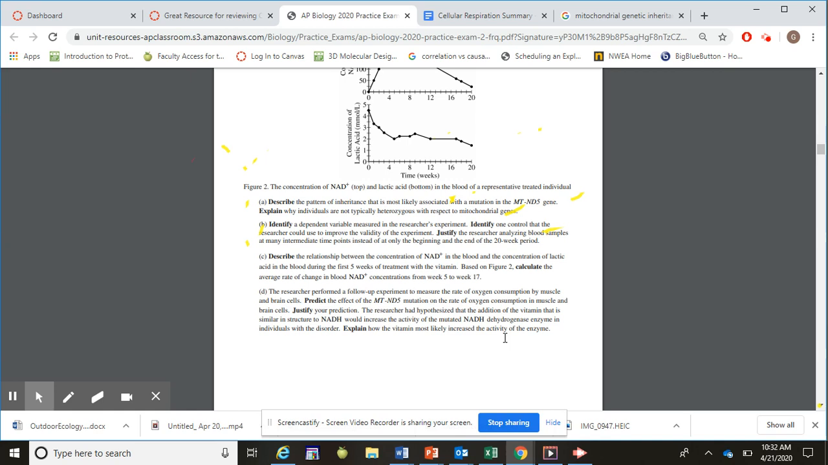This is kind of a tough one because it puts together enzymes, cellular respiration, and there's always a genetics component. You have to understand what they're even talking about with the alleles, you have to understand graphs, and remember how to do rates.